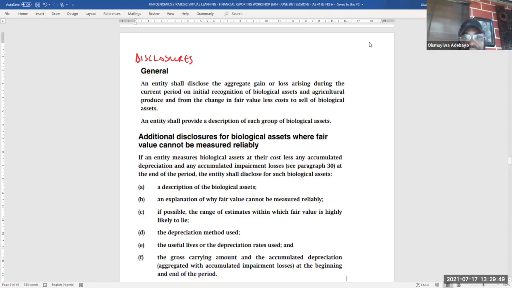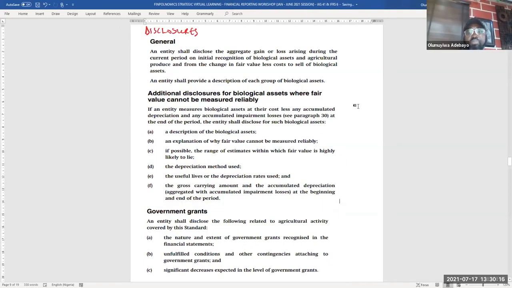Okay, let's now look at additional disclosure with respect to government grants relating to biological assets measured at fair value less cost to sell. What do we disclose with respect to that? Over to you. For government grants, an entity shall disclose the following related to agricultural activities covered by this standard. A, the nature and extent of government grants recognized in the financial statements. B, unfulfilled conditions and other contingencies attaching to government grants. And C, significant decrease expected in the level of government grants.